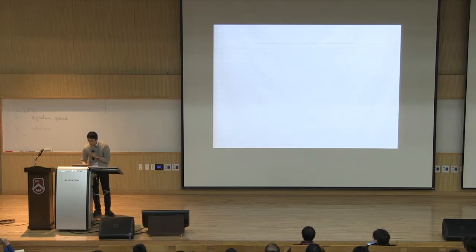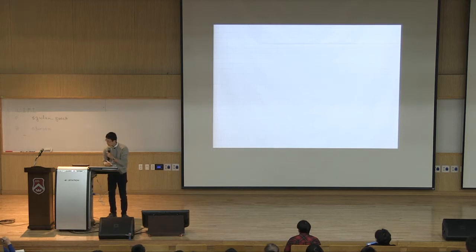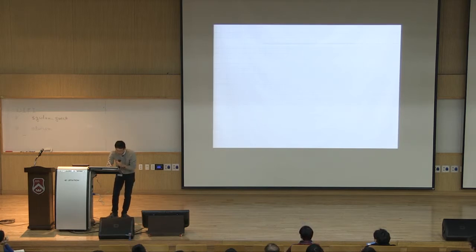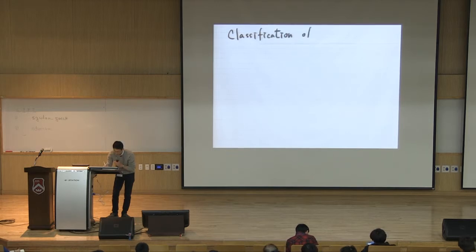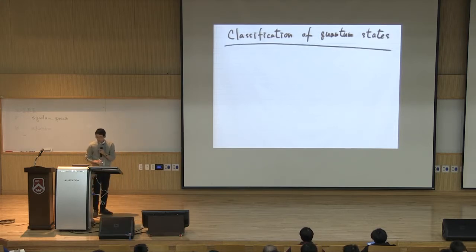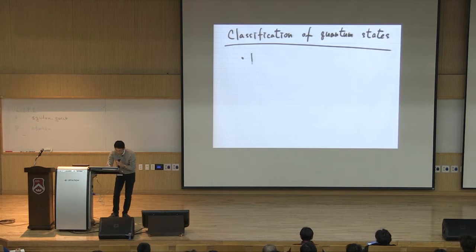Then you have some operation, and you want to perform some operation on quantum states. Before answering the dynamical question, let's start with the classification of quantum states. But I will only talk about the pure bipartite system. So basically, I only talk about pure bipartite systems.